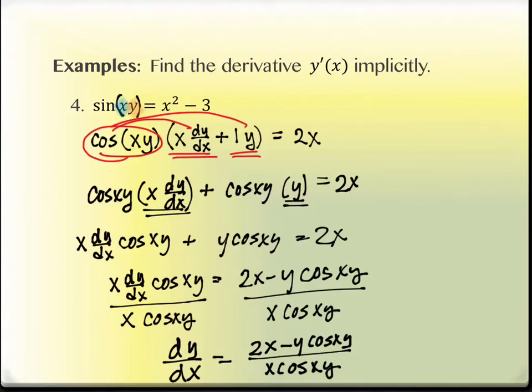Now, I don't have anything to simplify here, but I just want to make mention that not only could I look for numbers, right, coefficients, I could look for variables. So there's an x cosine xy here, and there's a 2x here. If this said x cosine xy, we'd have the ability to reduce by x as well. So not only are we going to be able to reduce sometimes with coefficients, but sometimes also with variables.